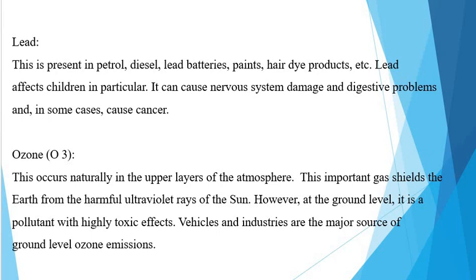Ozone occurs naturally in the upper layer of the atmosphere. This gas shields the earth from the harmful ultraviolet rays of the sun. However, at the ground level, it is a pollutant with highly toxic effect. Vehicles and industries are the major sources of ground level ozone emissions.